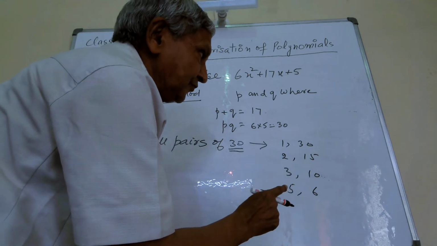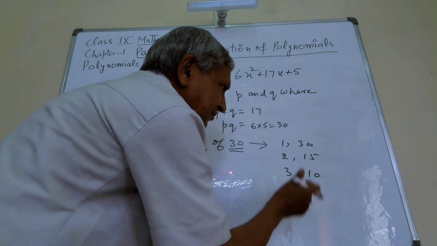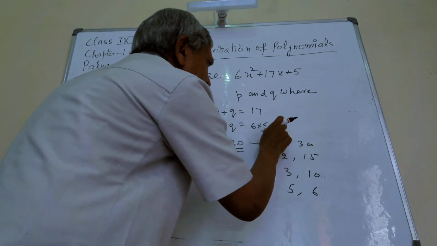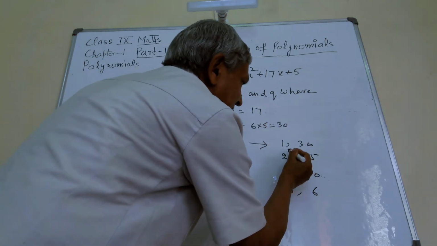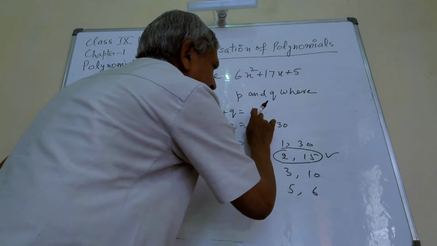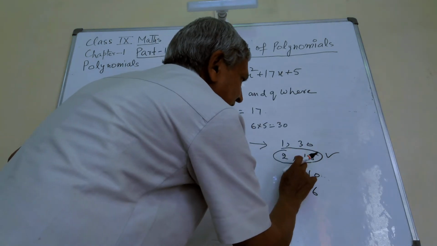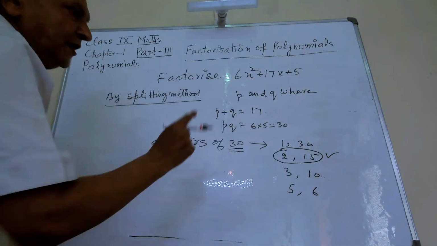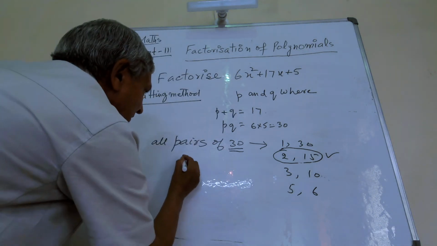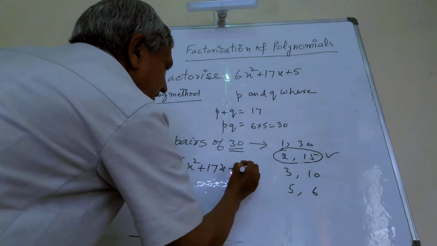Listen to me very carefully. You have four pairs of factors. You have to select one pair whose product is 30 and sum is 17. This is the pair. If you add these two, you will get 17. If you multiply these two, you will get 30. This is the right pair. With the help of this pair, you can find the factors of this polynomial: 6x square plus 17x plus 5.